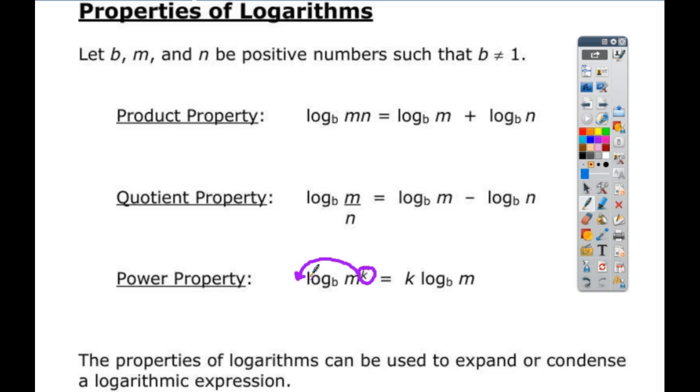So if we're multiplying, we're going to add. If we're dividing, we're going to subtract. And if we're raising it to a power, it drops to the front. And this is how it's going to work.